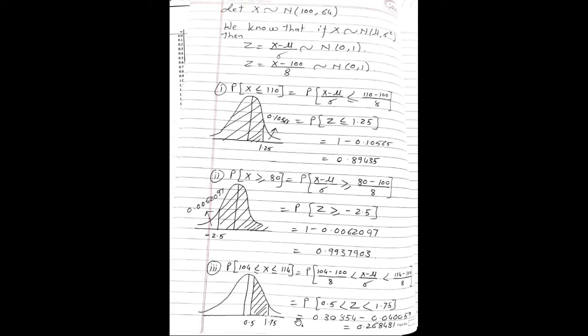So the answer can be written as 0.30854 minus 0.040059, which is equal to 0.268481.